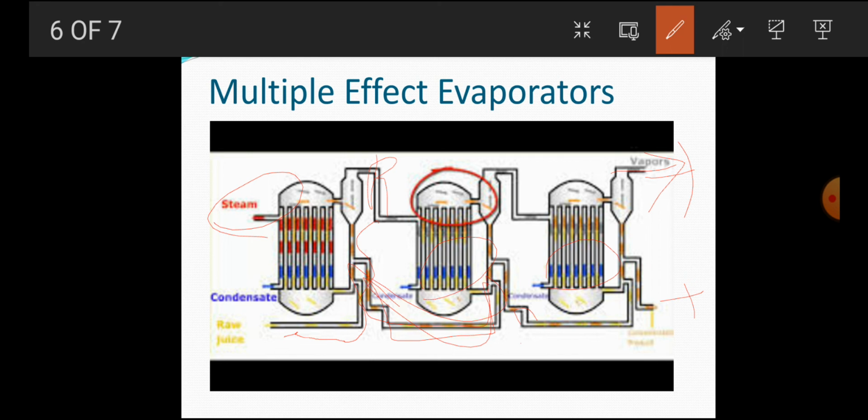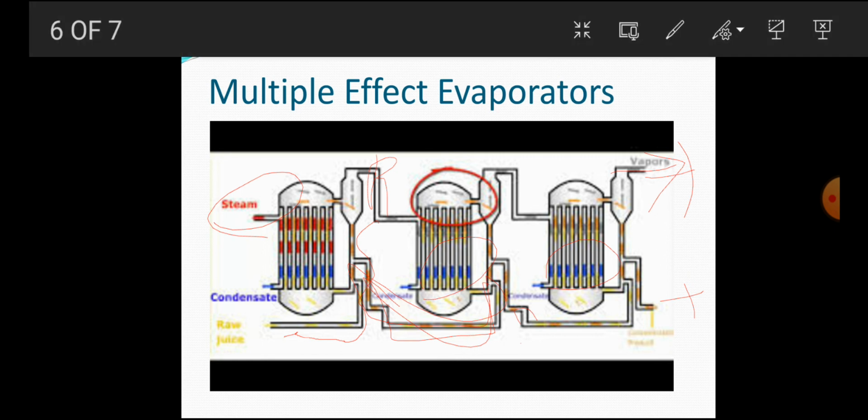So what are the methods of feeding? There are a total of 4 methods: forward feeding, backward feeding, mixed feeding, and parallel feeding. We will discuss all of them one by one.